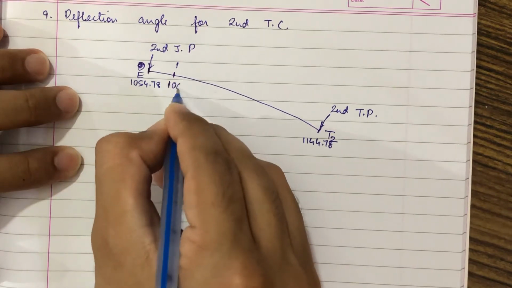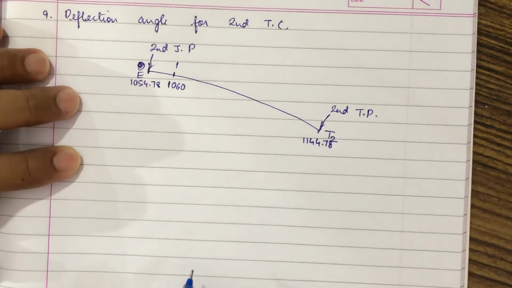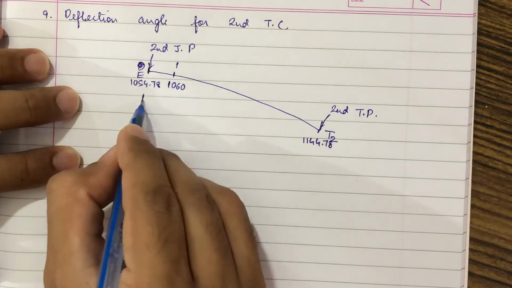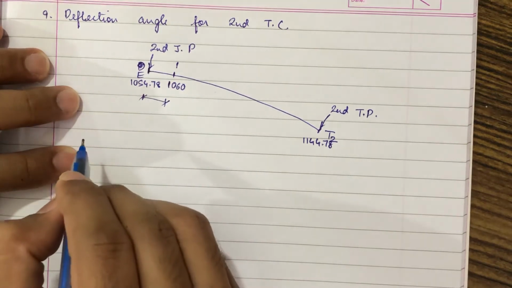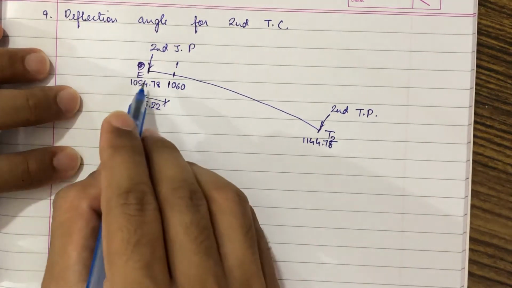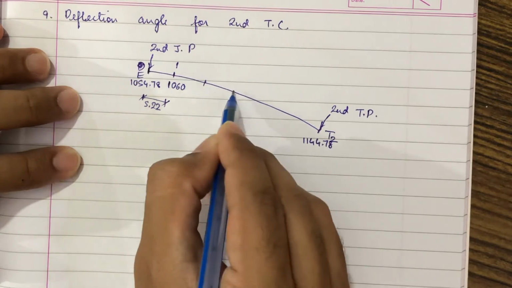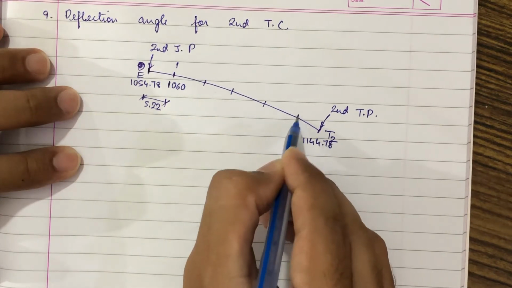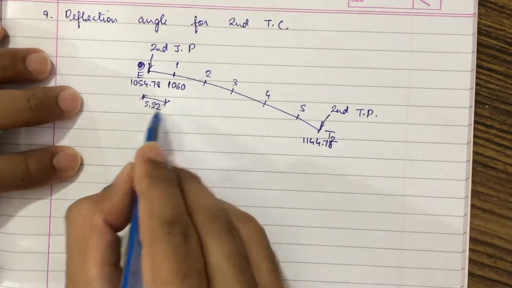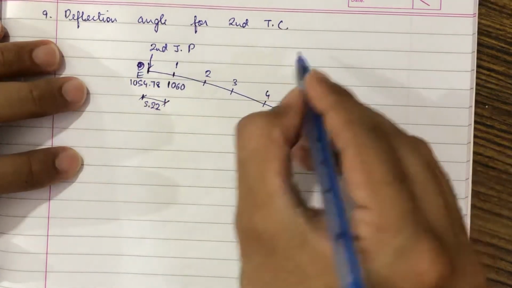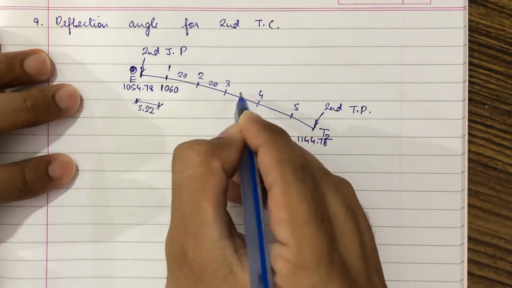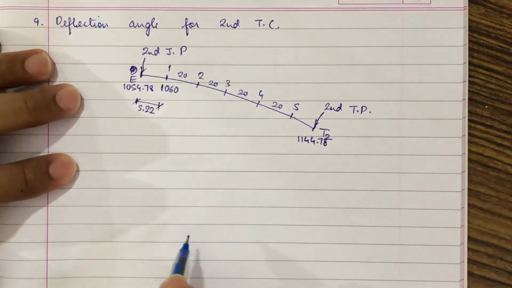Now let us mark one point over here, point 1, at a chainage of 1060 meters. So the distance from the second junction point to this point 1 is 5.22 meters. Similarly, let us mark more points: point 2, 3, 4, 5. Let us say the peg interval is 20 meters, so all the distances will be at 20 meters.